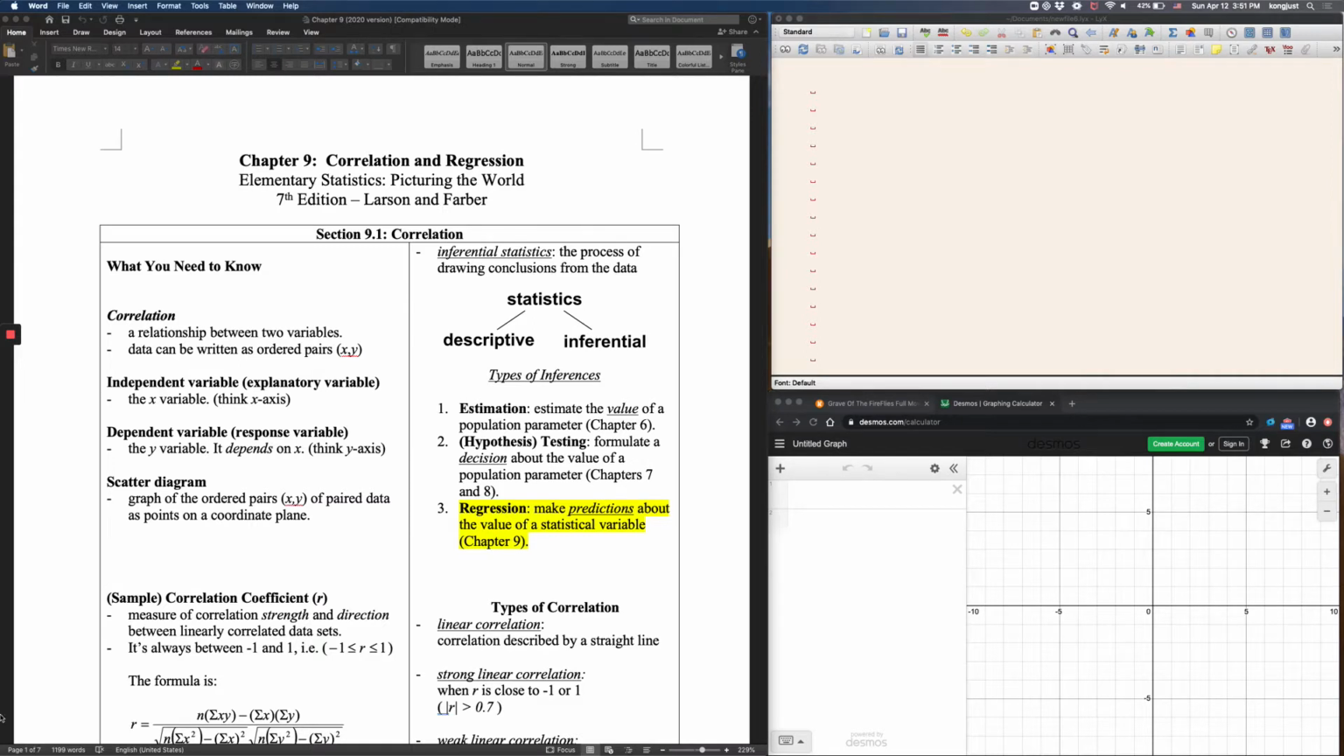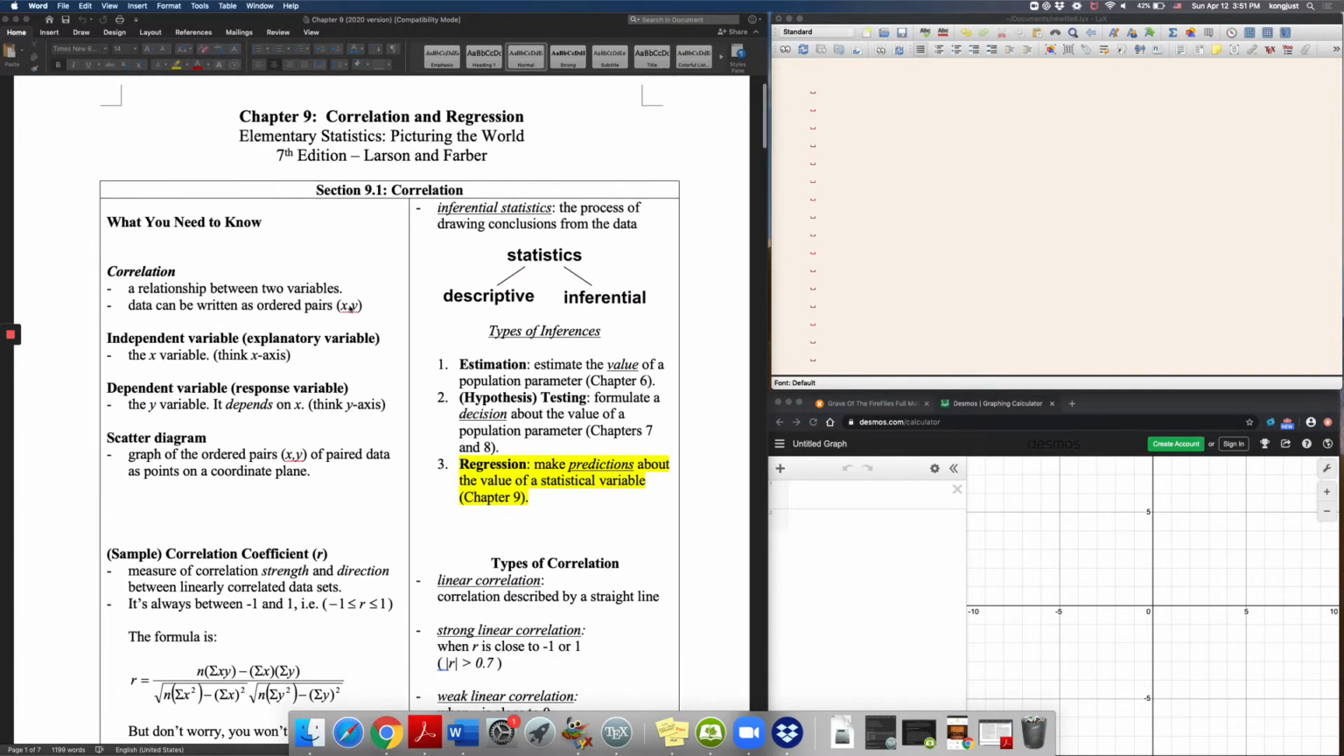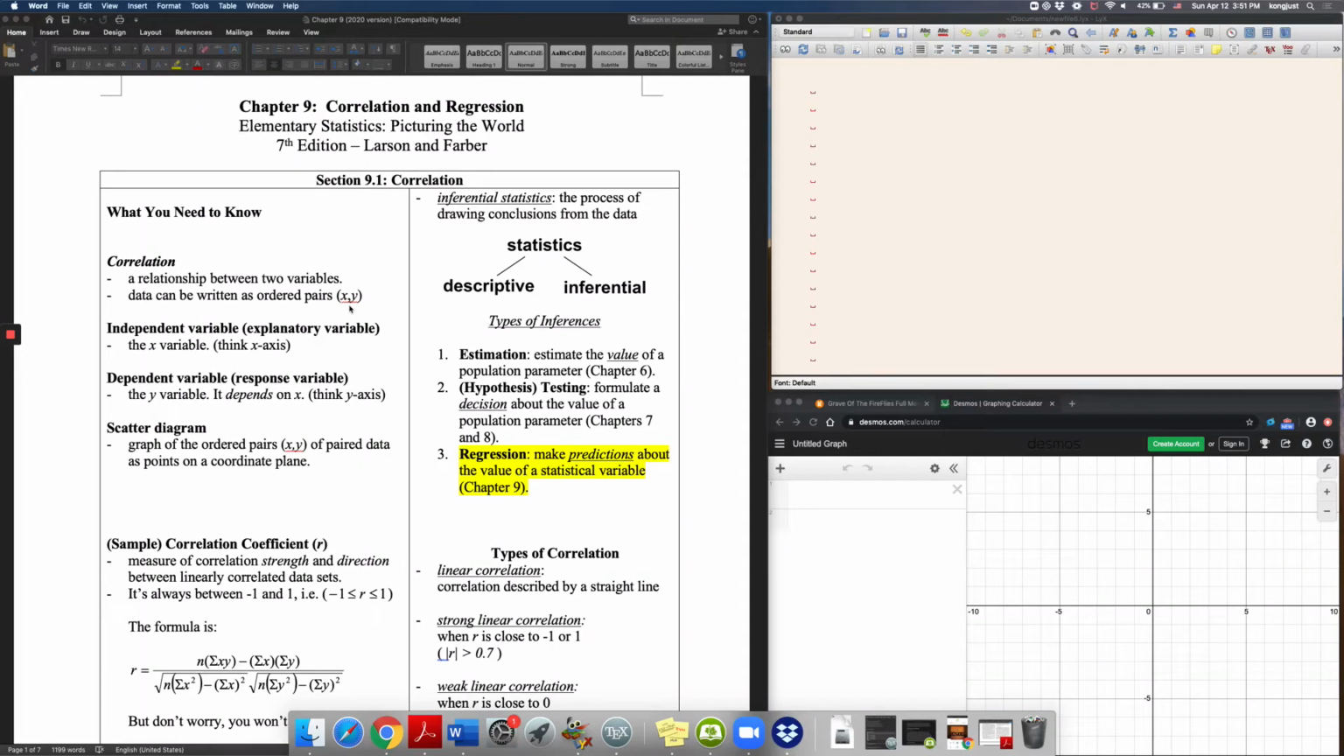Anyways, without further ado, we're on chapter 9 on correlation. This is 9.1. And we're just going to spend this first video going over some of the main concepts. So what do you need to know? First of all, what is correlation? A correlation is a relationship between two variables. And in that correlation, data is typically written as ordered pairs.